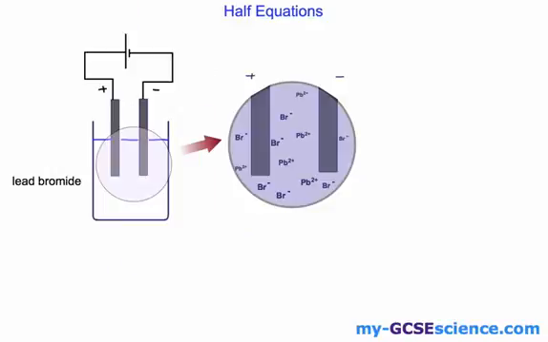Okay, now the last thing I want to go through quickly is this idea of half equations, and this actually is part of the higher tier. And half equations are equations that describe what's going on at the 2 electrodes. Now, this is the example that we used previously, so let's stick with that. Lead bromide, we have at the negative electrode, and we've looked at this before, so we know what's going on, but let's have a look at the half equation.